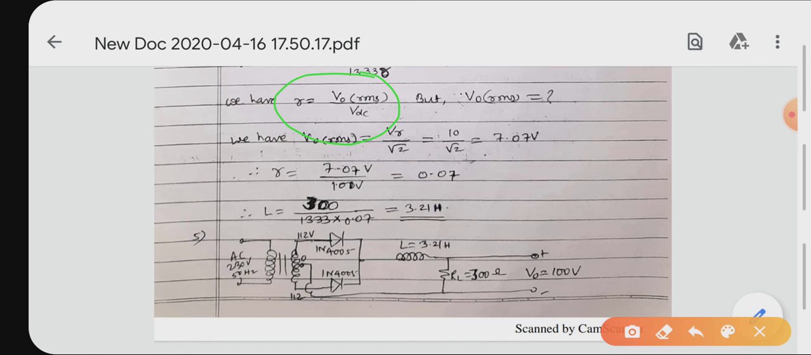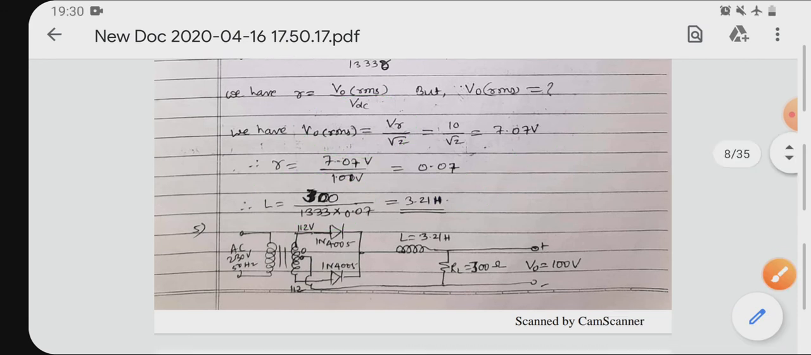VORMS by VDC. But what is VORMS? The formula for VORMS is also there. It is equal to VR by root 2. Using that, you will get the value of VORMS as 7.07. Keep that value in the formula of small r, that is ripple factor. You will get the value of ripple factor. Keep it in this formula, you will get the value of inductor as 3.21 Henry. Okay, don't forget to draw the circuit diagram at the last.